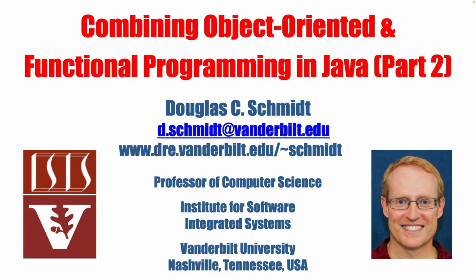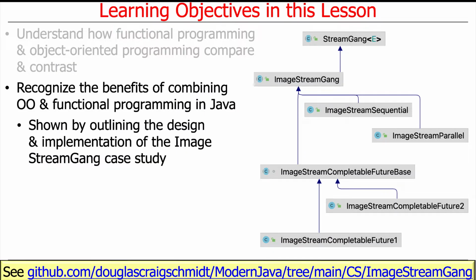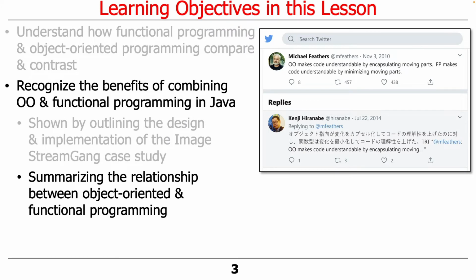We're now continuing our coverage of the benefits of combining object-oriented and functional programming in modern Java. In this second part of the lesson, we'll first outline the design and implementation of the ImageStreamGang case study to reflect these benefits, and then we'll summarize the relationship between object-oriented and functional programming.